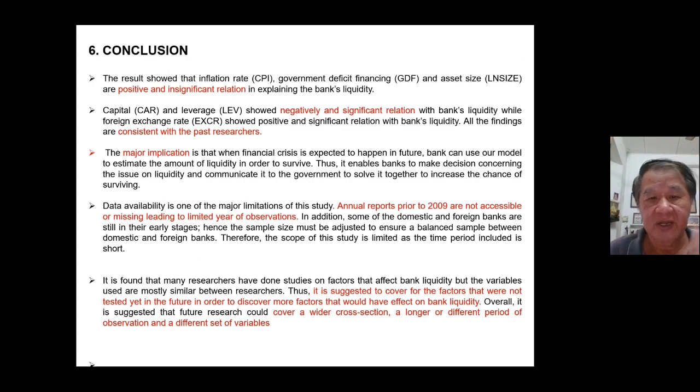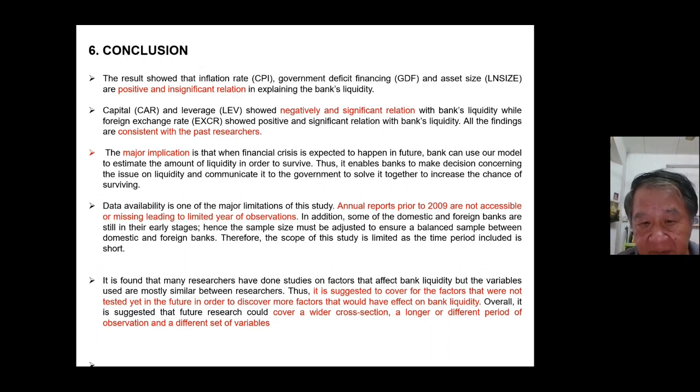So in conclusion, we talk about CPI, GDP, and loan size being positive and significant, and CAR ratio and leverage having a negative and significant relation. The major implication for this particular study is that it is important for financial crises expected to happen, so banks can use this model.